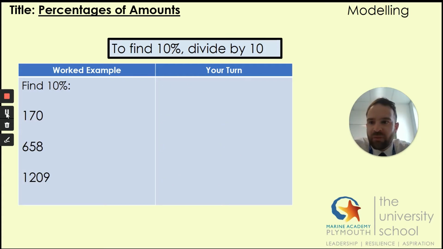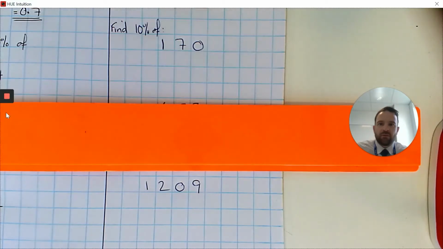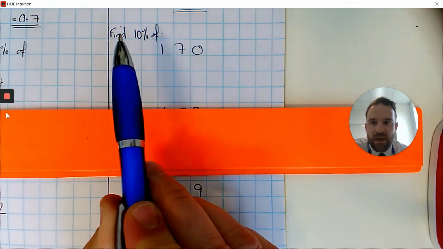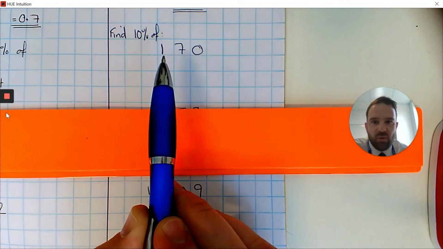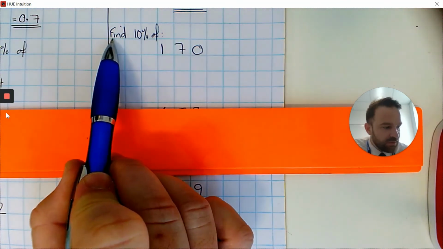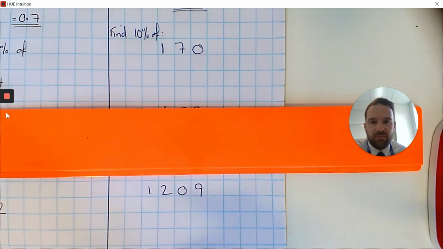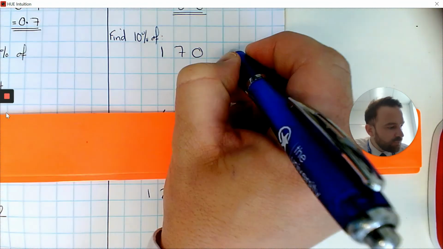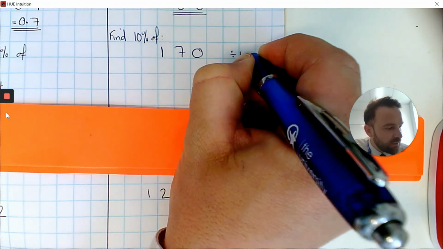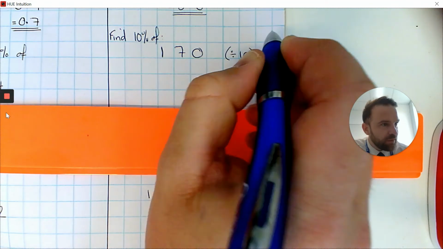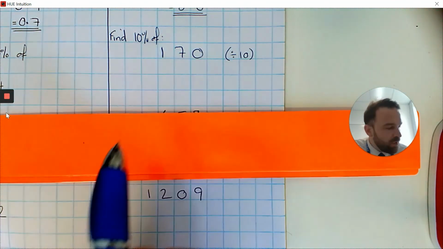Brilliant, well done. So we're going to move on to some harder examples now before you do your applied practice. So I'm going to go through the 3 examples that are on the screen now. The first one is finding 10% of 170. So again, we're still finding 10%. So using your key bit of information, we have to divide our number by 10. So 170 divided by 10.